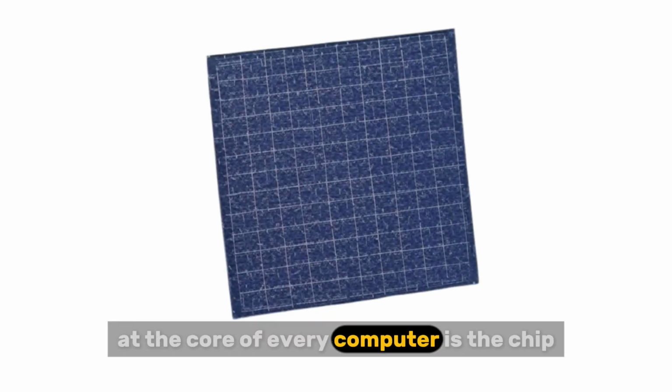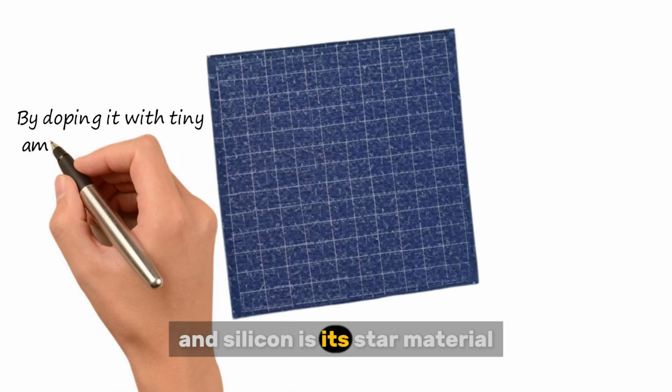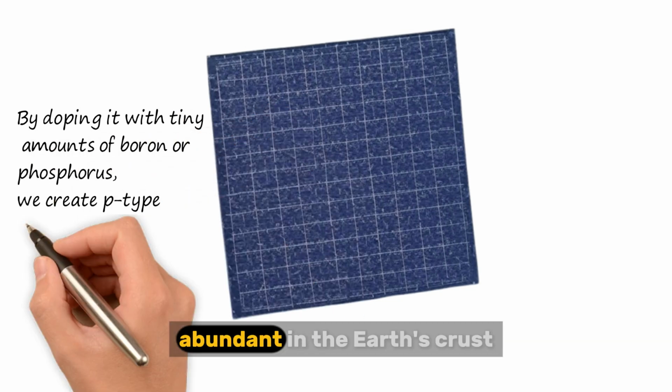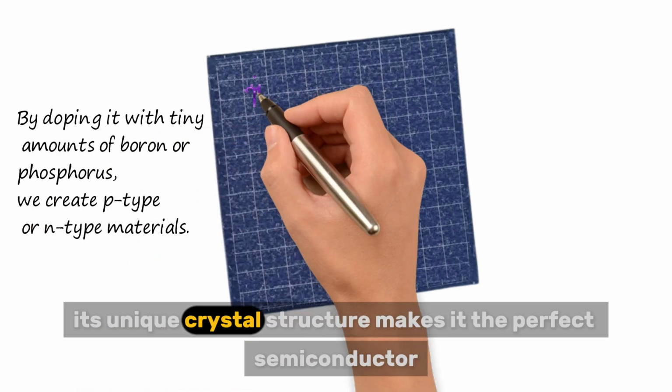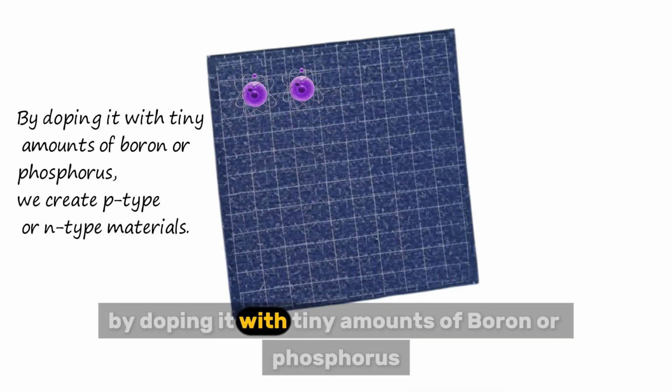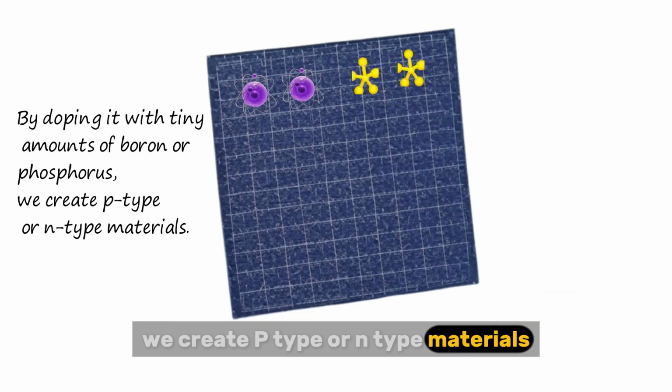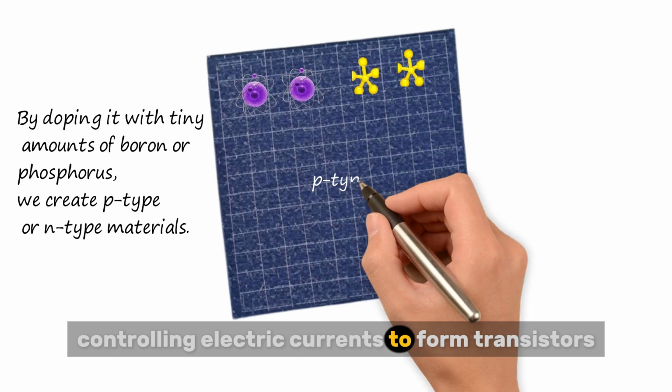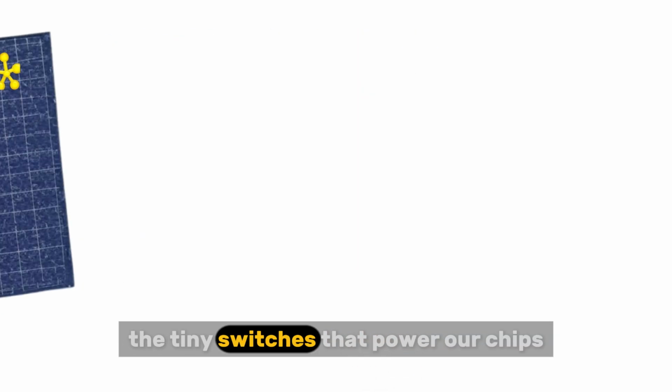At the core of every computer is the chip, and silicon is its star material. Abundant in the Earth's crust, its unique crystal structure makes it the perfect semiconductor. By doping it with tiny amounts of boron or phosphorus, we create p-type or n-type materials, controlling electric currents to form transistors, the tiny switches that power our chips.